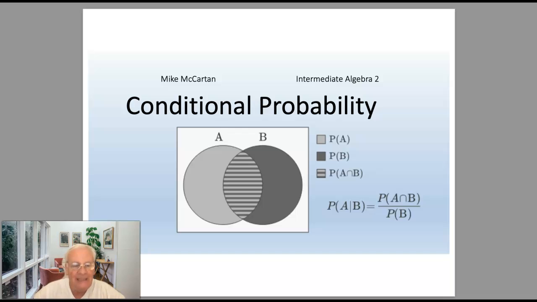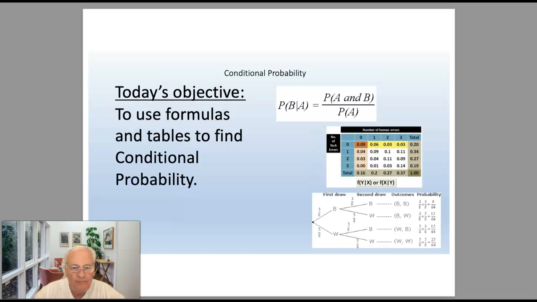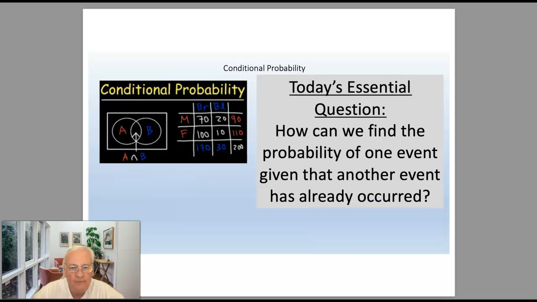Today we're going to look at conditional probability. Our objective: we're going to use formulas and tables to find conditional probability. Tomorrow we're going to look at tree diagrams, but today we'll talk about formulas and tables.